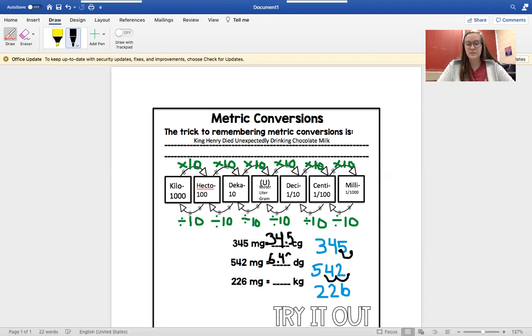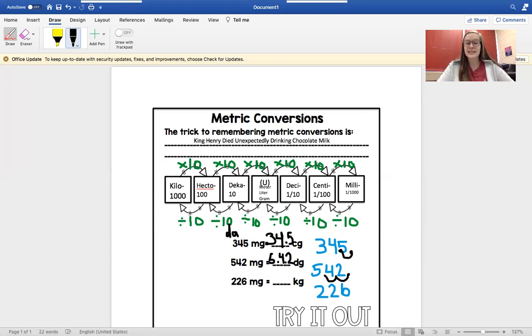5.42. Something I want to mention before I forget, the way that I knew that dg was decigrams is deca is actually abbreviated as DA. So if you had decagrams, it would be dag rather than just dg. So make sure you note that somewhere on your paper so you can remember for your test. We've got one more we're going to do together.